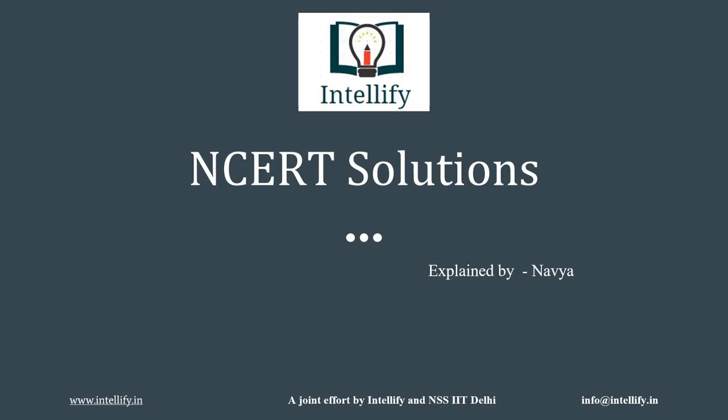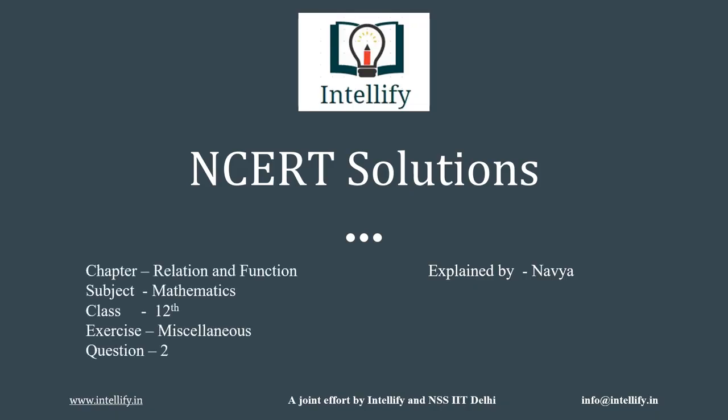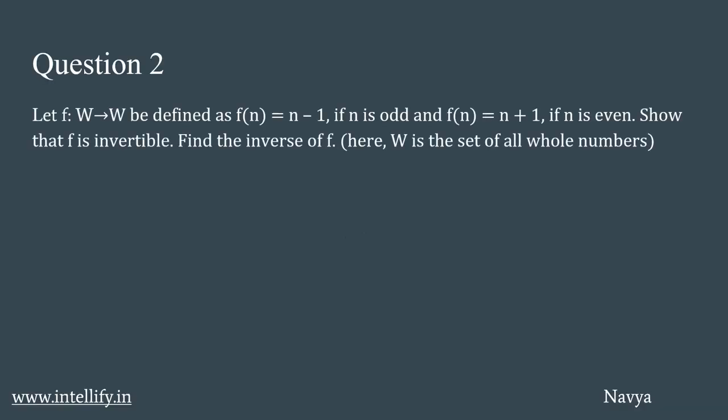My name is Navya and today we will do NCERT solutions of Relations and Functions, Chapter 1 of Mathematics Class 12th, Miscellaneous Exercise question number 2. So the question is, let f from W to W be defined as f(n) = n - 1 if n is odd and f(n) = n + 1 if n is even. Show that f is invertible. Find the inverse of f. And here W is the set of whole numbers.